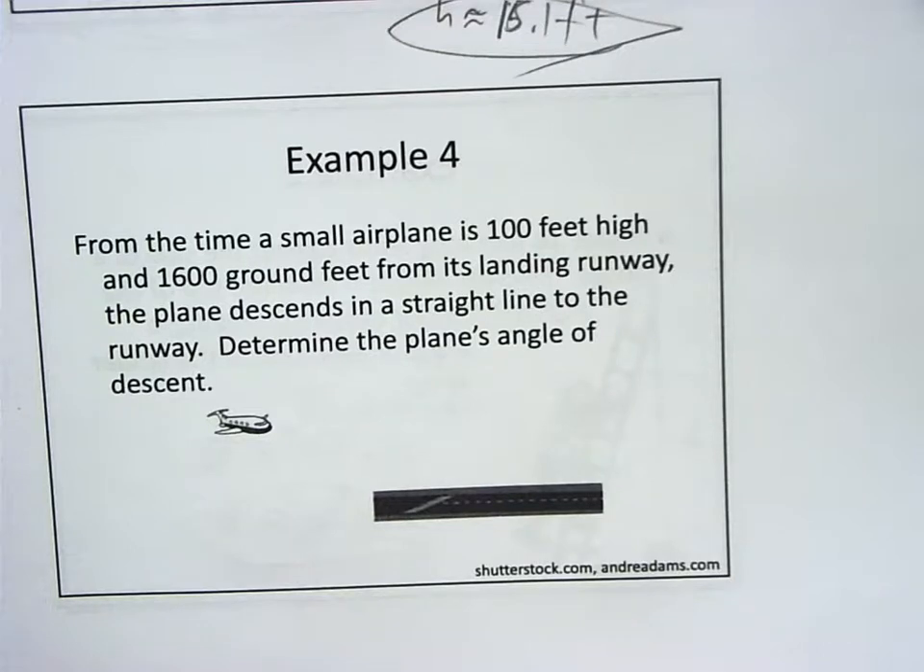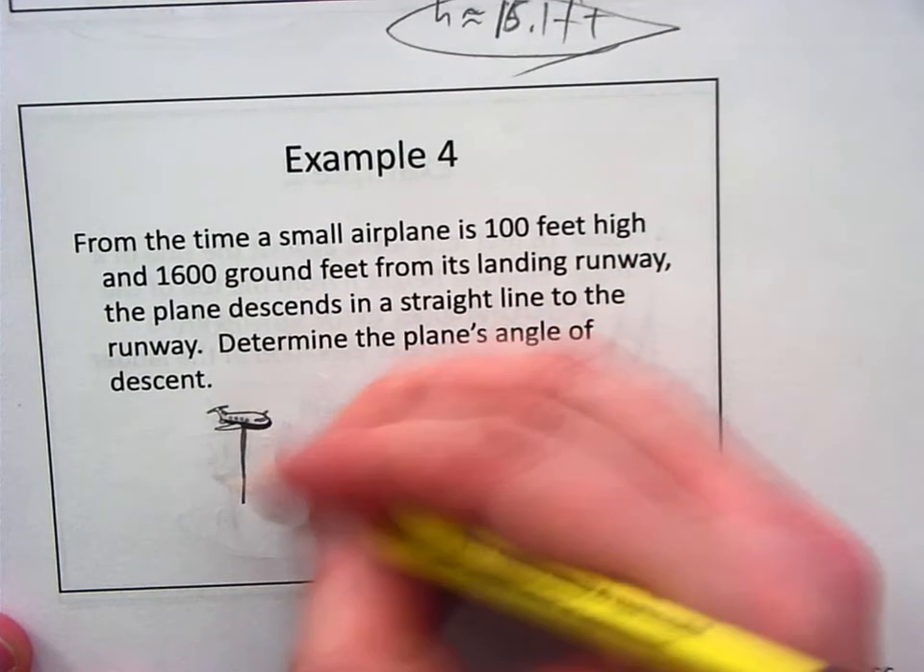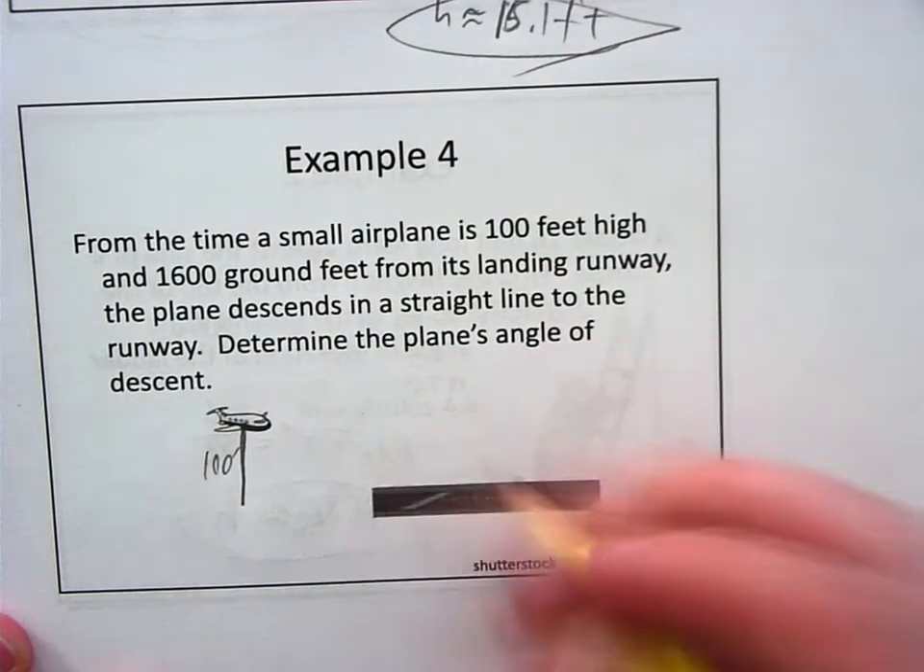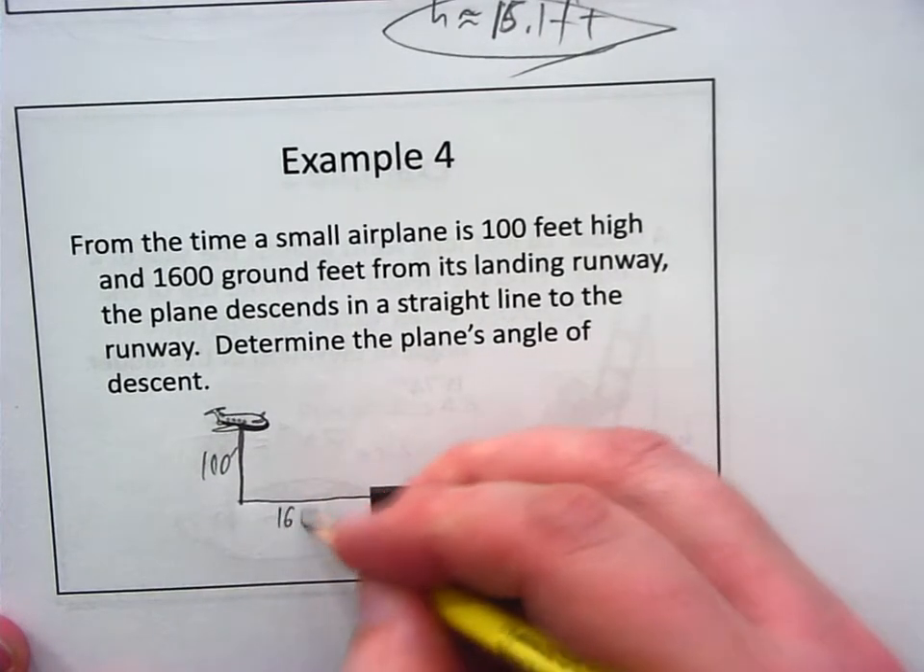From the time a small airplane is 100 feet high and 1,600 ground feet from its runway, the plane descends in a straight line to the runway. Determine the plane's angle of descent. Angle of descent is the same as angle of depression. Okay? So, it's 100 feet off the ground, and from the runway is 1,600 feet.